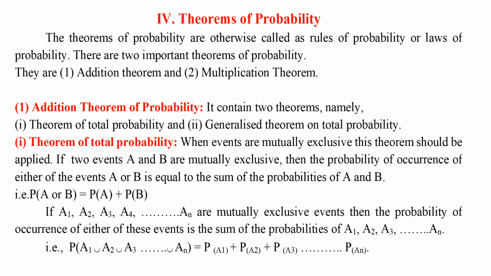If A1, A2, A3, A4 and so on are mutually exclusive events, then the probability of occurrence of either of these events is the sum of the probabilities of A1, A2, A3 and so on, i.e., P(A1 union A2 union A3 union and so on) equals P(A1) plus P(A2) plus P(A3) and so on.